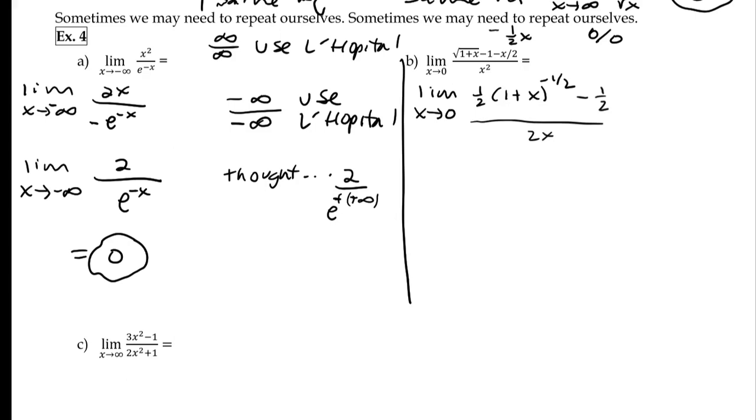This is looking super messy. How about we rewrite it? So 1 over 2 root 1 plus x minus 1/2 over 2x. Now here you really could multiply everything by 2 and get rid of the 2 in the denominator. I'm just going to leave it. I'm not bothered by it, but if you want to, you might see that.